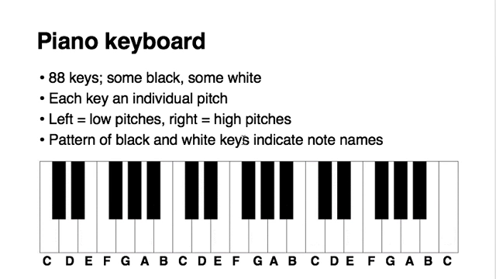The best way to learn about notes and note names is to look at a piano keyboard. Typical pianos contain 88 keys. Some of them are white and some of them are black. Each key produces an individual pitch, a unique pitch. Keys on the left, played with your left hand, produce low pitches, like these. And keys on the right, played with your right hand, produce high pitches.